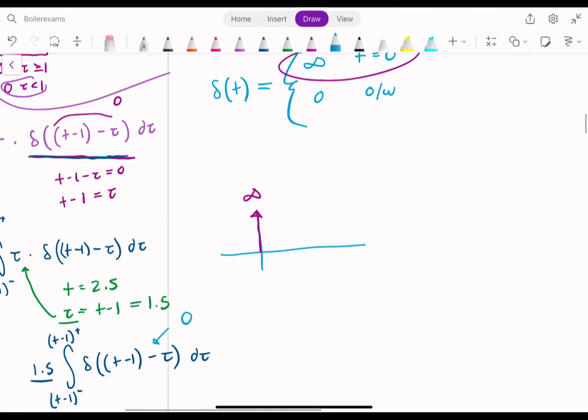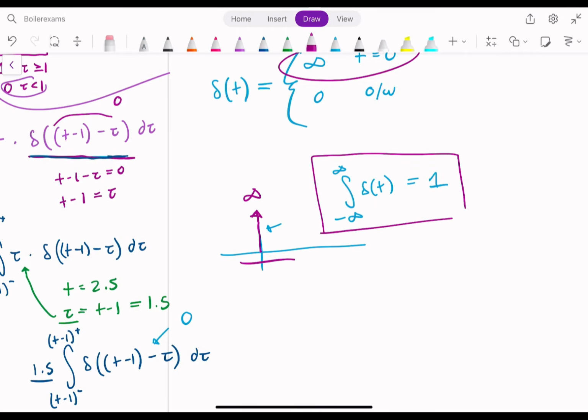And so this has no width, but when we integrate the Dirac delta function we actually get the area is equal to 1. Why that's the case, I don't know. I think I've looked at the proof, but I don't remember why it is. You can look that up, but it's not really important. All I know is that if we integrate across this, the area is equal to 1.